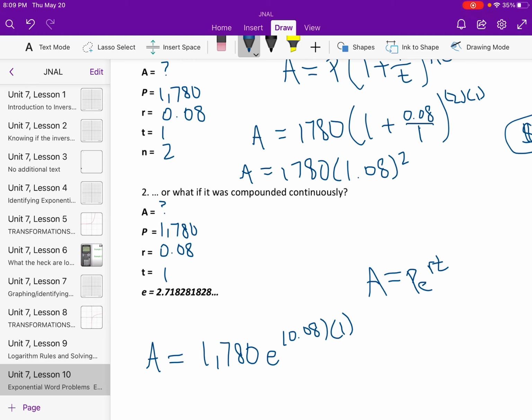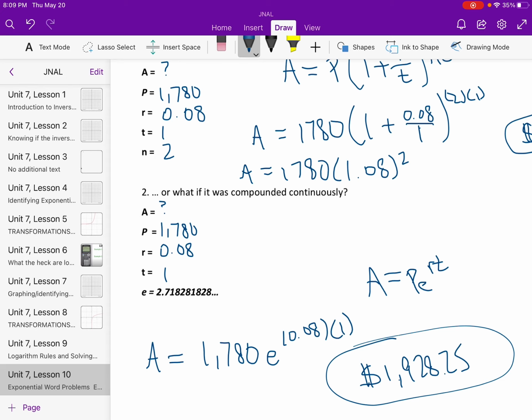So let's plug that in: 1780 times e to the 0.08 power. And instead, if it was compounded yearly, there would be less. We get $1,928.25. So that is how you do word problems for exponential functions.